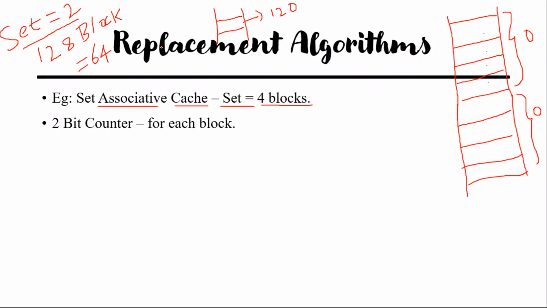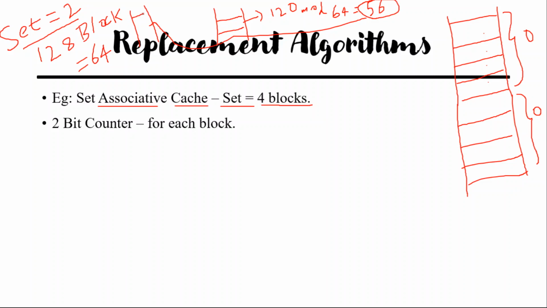So 120 modulo 64, what is that? 56. You have to perform modulo division 120 modulo 64, because totally we have 64 sets, so the result is 56. So it will go to set 56, not block 56. Is it clear? It will go to set 56.